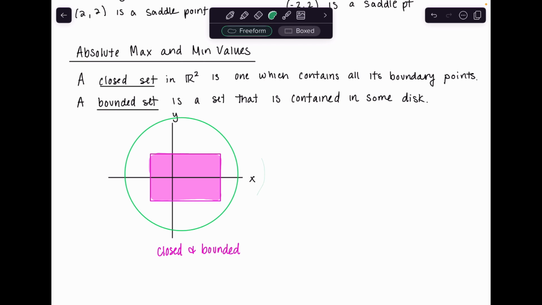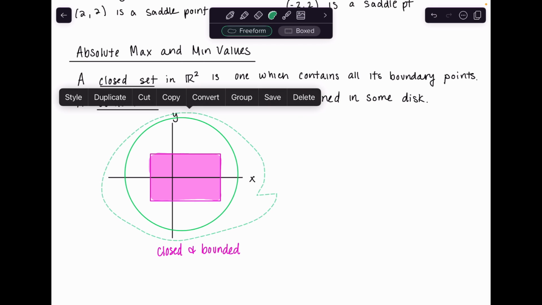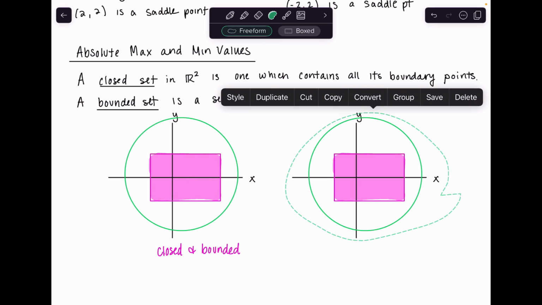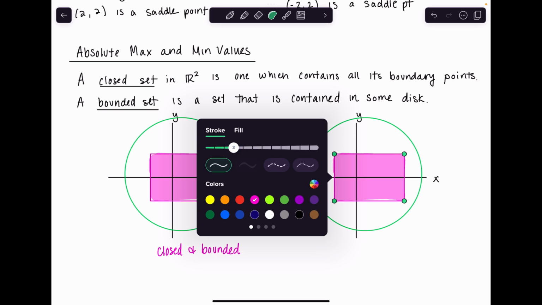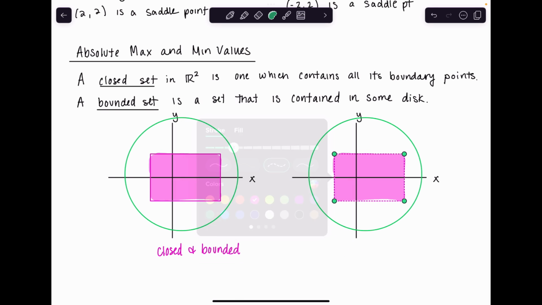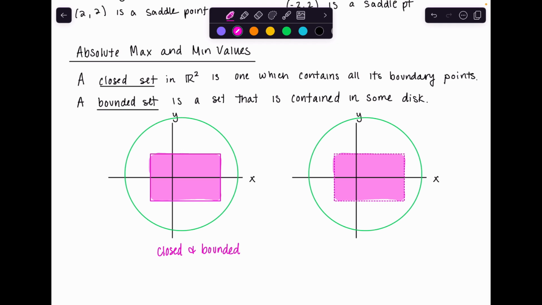However, if I couldn't equal the edge values, so essentially what this would look like is I had a dotted border. That meant I could get very close to it, but I could not equal anything on the edge. This would be bounded, but it is not closed. I want to make sure I can equal all the points on the outer perimeter of whatever shape I'm working with.